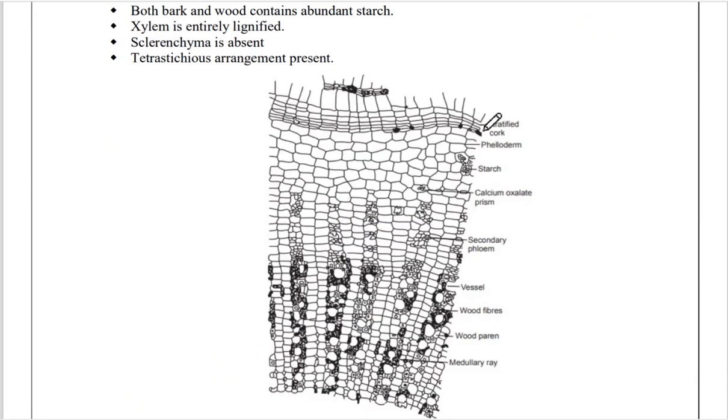The bark, as I said, has a stratified cork with a phelloderm. Both bark and wood contain abundant starch. The xylem fiber is entirely lignified, which is very important. The sclerenchyma is absent, and a tetrastichous arrangement is present.